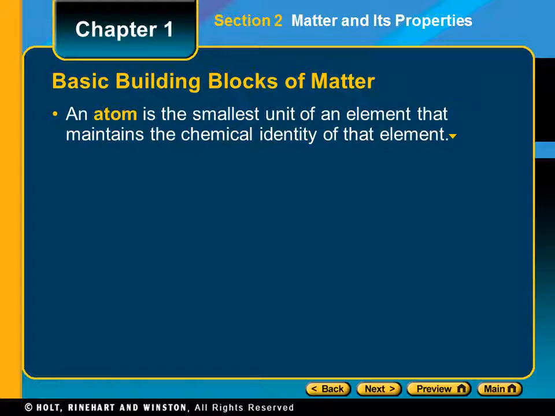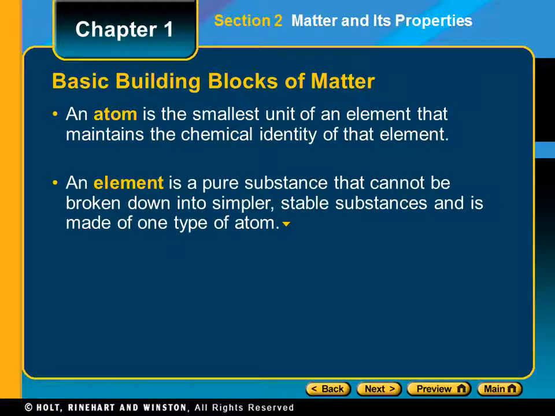The atom is the smallest unit of an element that maintains the chemical identity of that element. What does that mean? It means you can talk about an atom of gold because that atom of gold has all the same chemical characteristics and features as a nugget of gold.